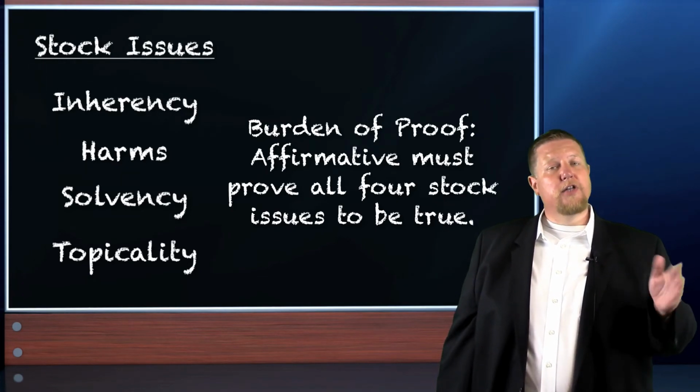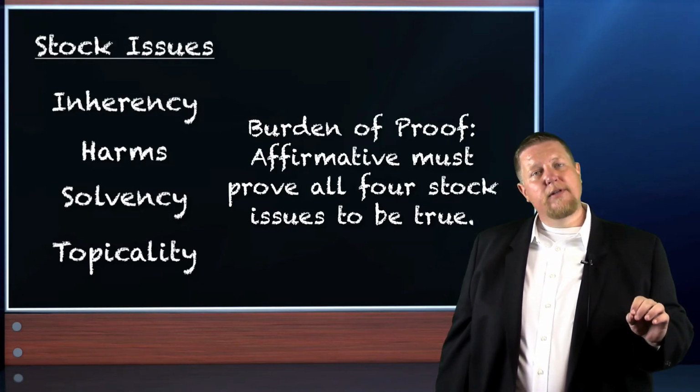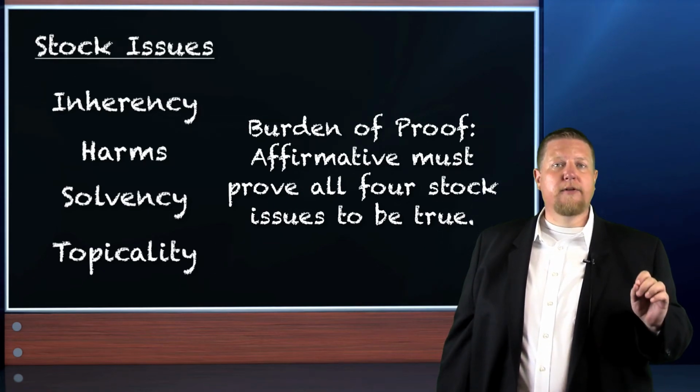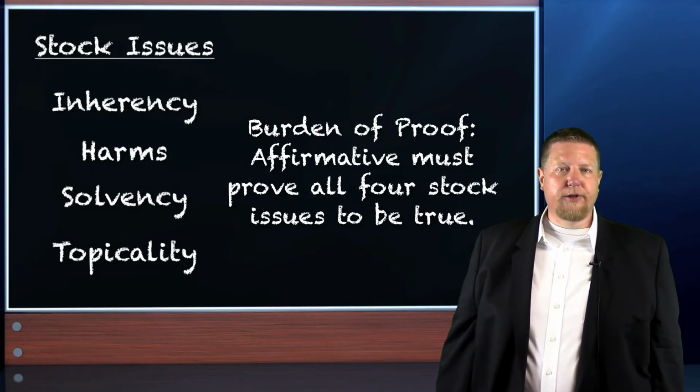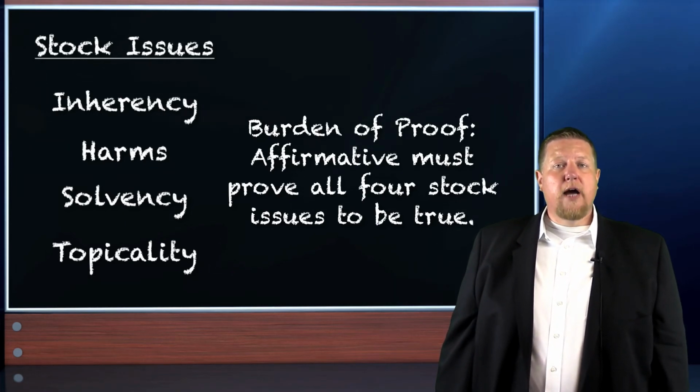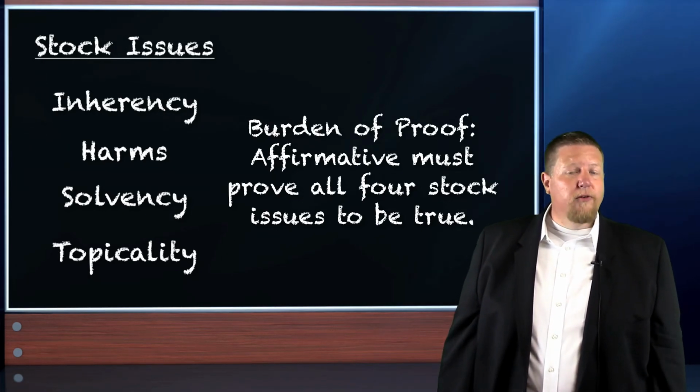The exception to this is topicality. But even if the negative team does not choose to debate topicality, the affirmative team must still meet that burden, and it's only when they don't meet that burden that the negative team brings it up. Collectively, the four stock issues comprise or make up the four burdens of proof.